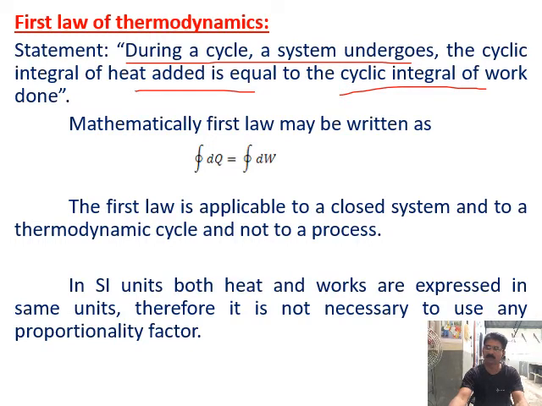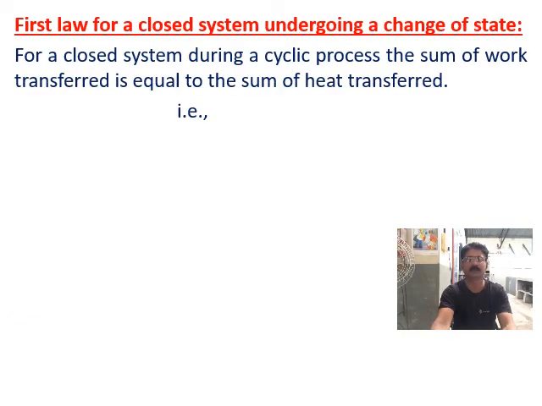Very, very important. So this is applicable to a closed system. You cannot apply it to an open system, and also to a cycle, not a process. In SI units, both heat and work are expressed in the same units, so it is not necessary to multiply by any multiplication factor. Directly you can write cyclic integral of dq is equal to cyclic integral of dw.